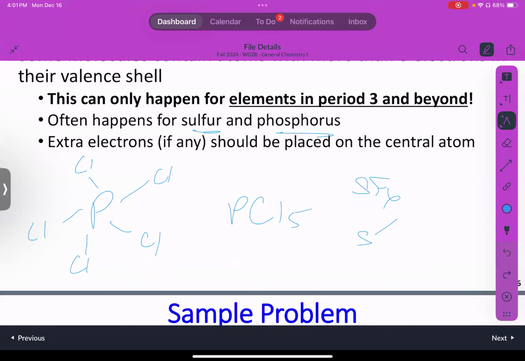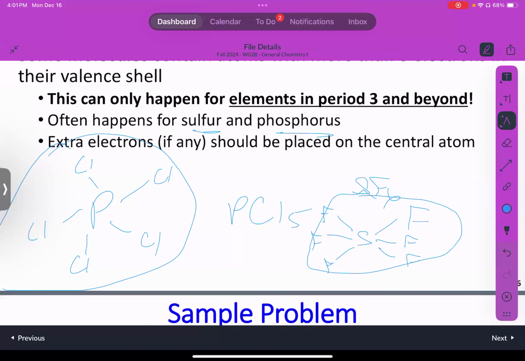Can anyone tell me, do you guys know the structures of these? The geometry of this? Would anyone like to participate in that? Does anyone remember the geometry of this guy or this guy? Does anyone know?